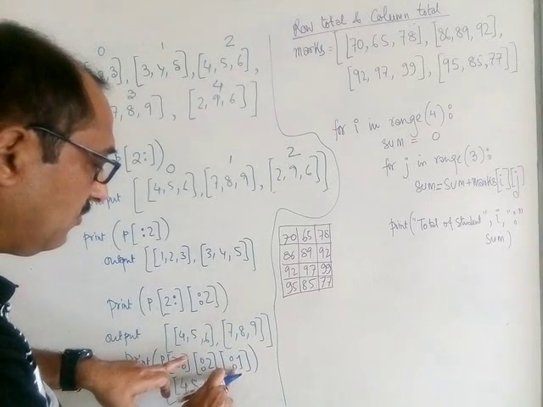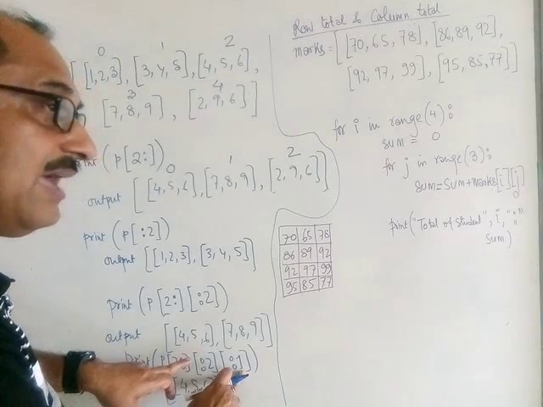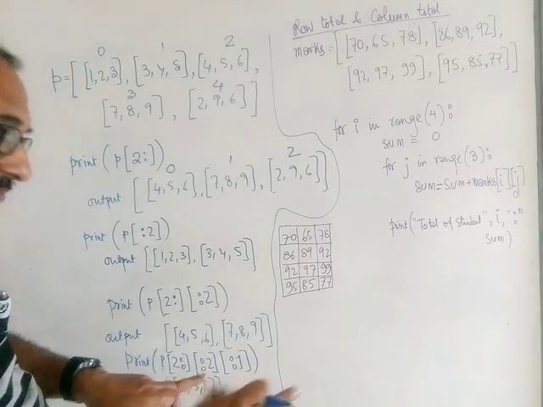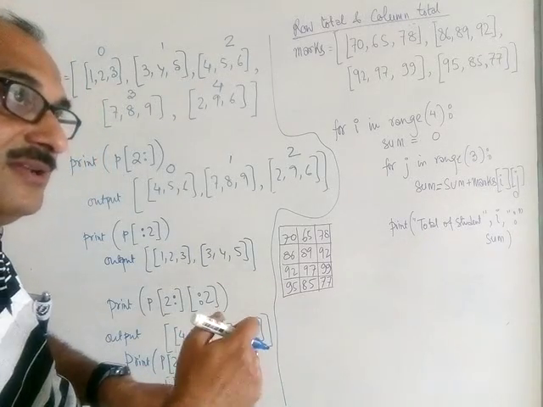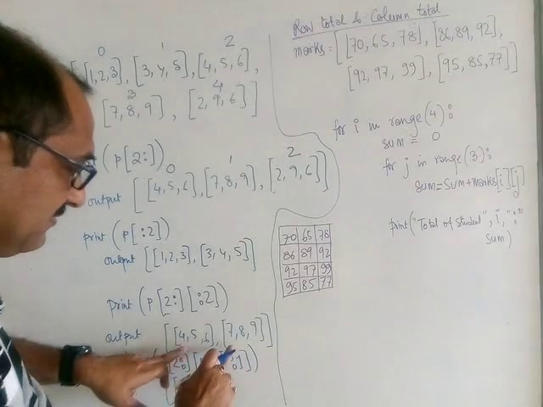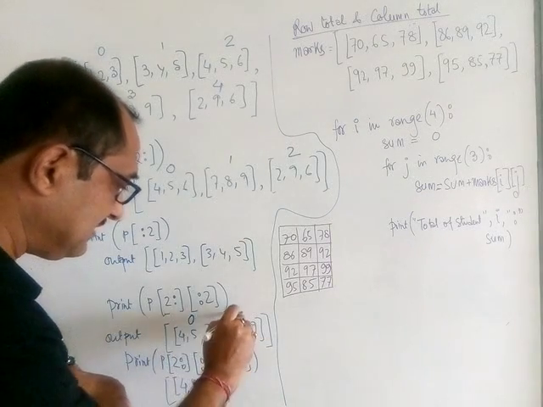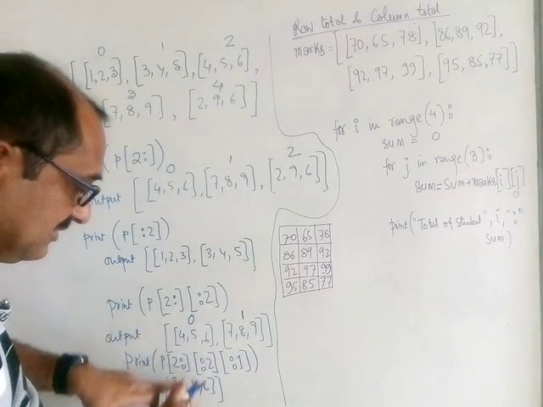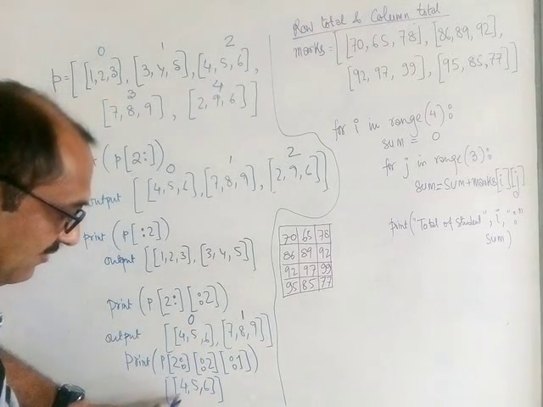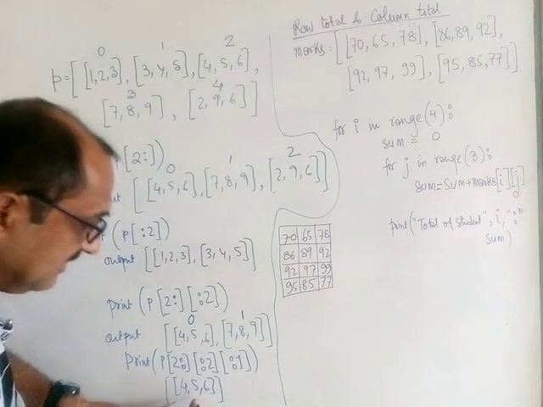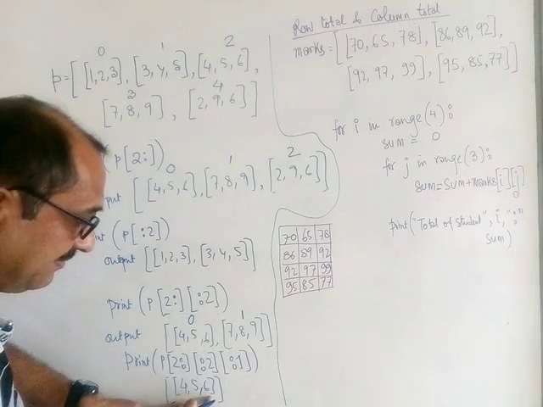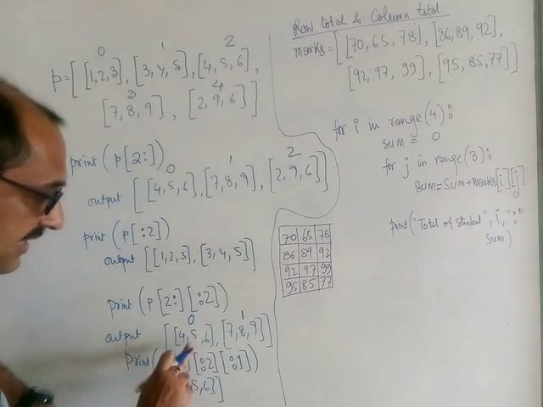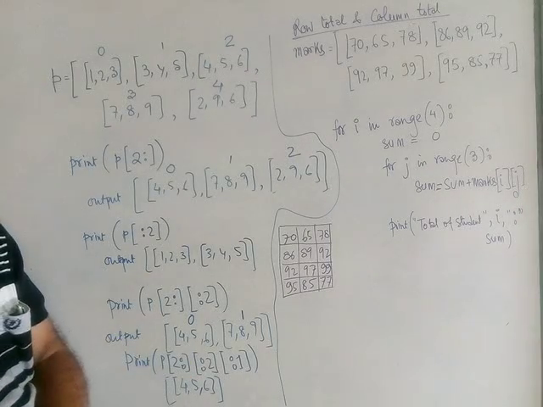Now if I do colon 1, it means I am trying to print 0 to 1, but it will take one value less than 1, so it is 0 to 0. That means if I index them as 0 and 1, it should take only the 0th element. So the 0th element is 4, 5, 6. Look at this, the output is again printed as a nested list. Although it's a single element, it printed like a nested list with only the 0th element.